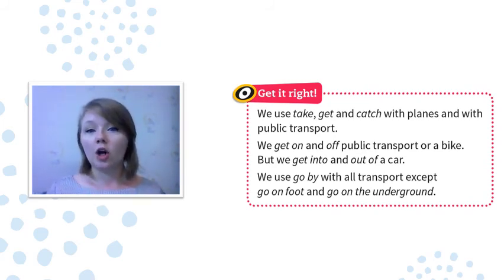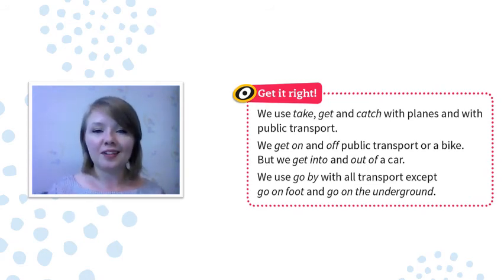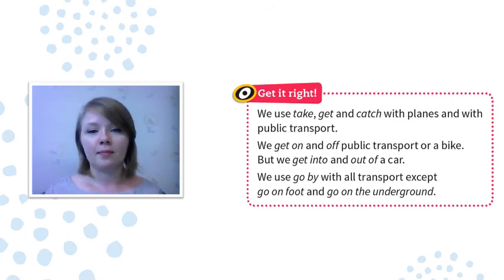We can use go by with all public transportation except on foot or on the underground, which is another term for subway that we see in British English. So they would say go on the underground. Or anywhere we could say go on foot. But other than those 2 things, we can use go by. Go by train, by taxi, by bus, and so on.